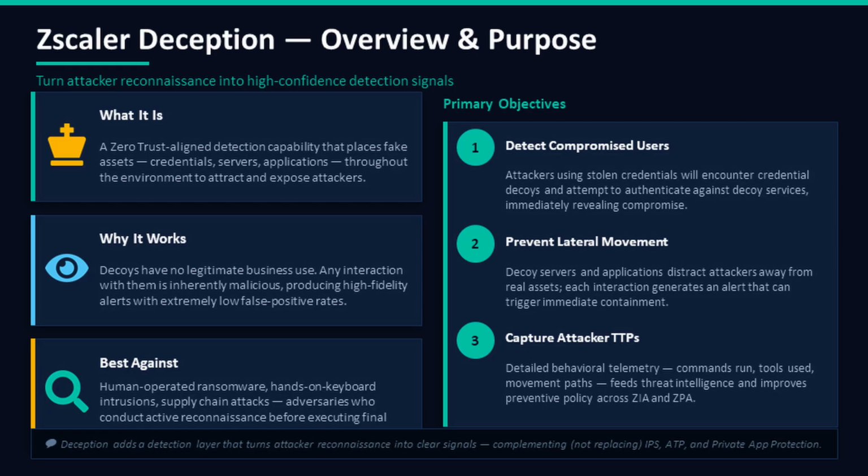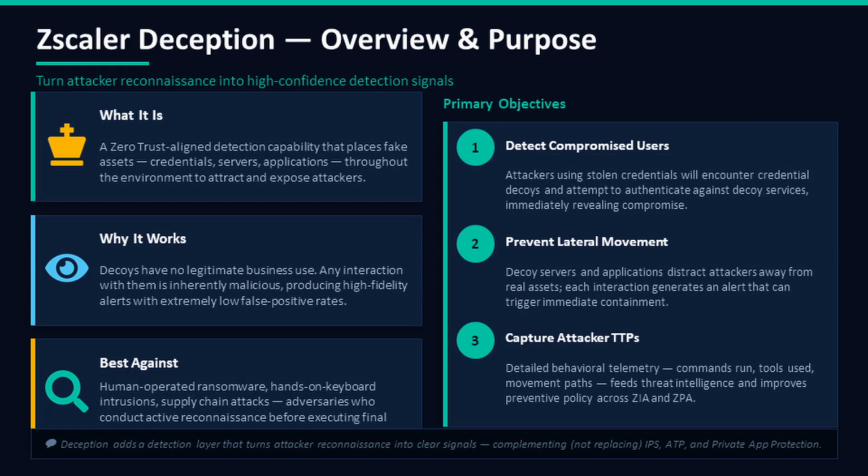Here's why this is so powerful. Decoys have no legitimate business use. No real user, no real process, no authorized system should ever interact with them. So when something does interact with a decoy, you don't need to do threat analysis to determine if it's suspicious. It is suspicious by definition. That's what gives deception its extremely low false positive rate. Every alert is meaningful.